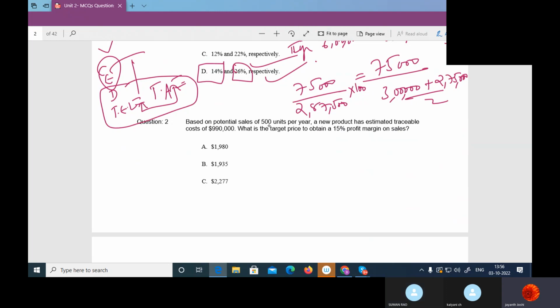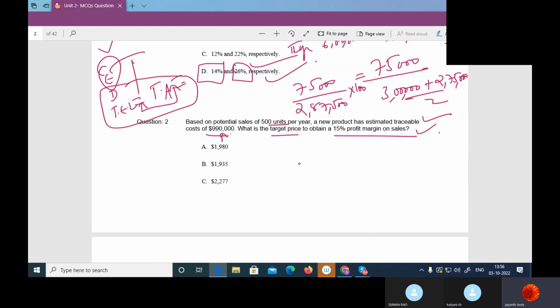Based on potential sales of 500 units per year, a new product has an estimated traceable cost of 9,90,000. That means this is the cost you are incurring. What is the target price to obtain 15% margin on sales? So this is the cost now. They're asking you the target price to obtain 15% margin on sales. They're asking you the selling price, isn't it so?